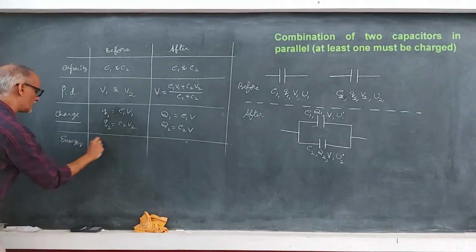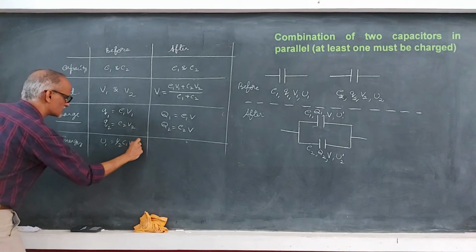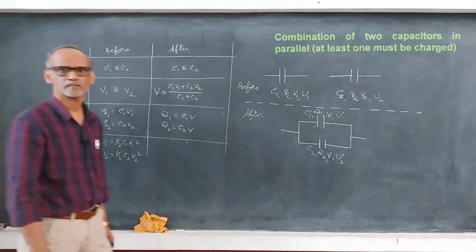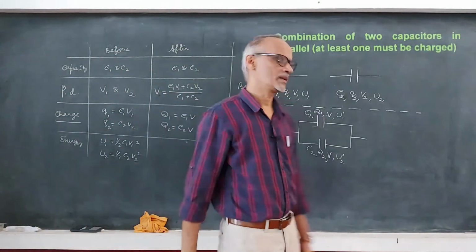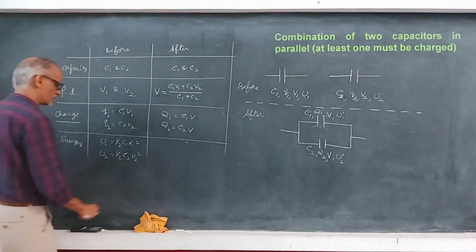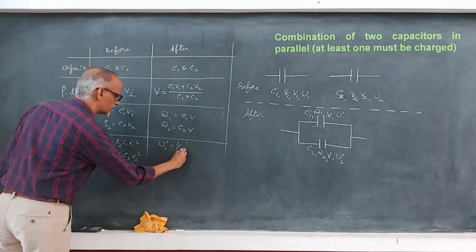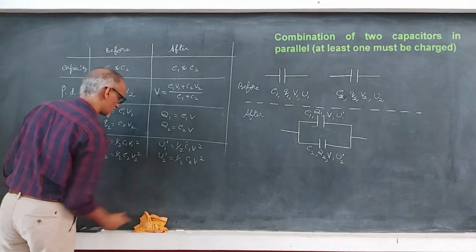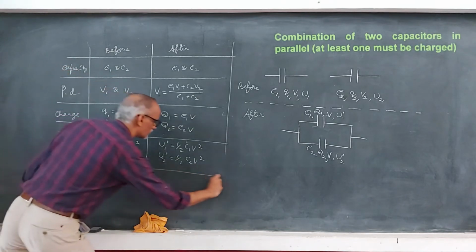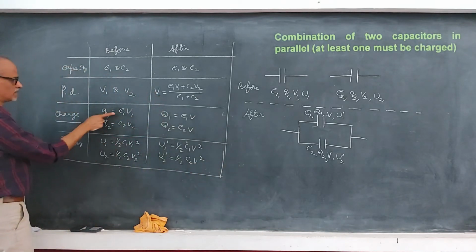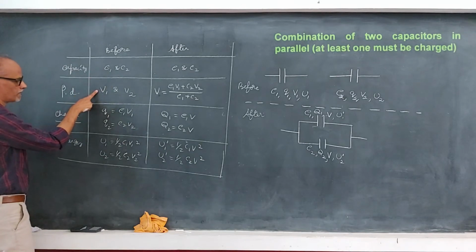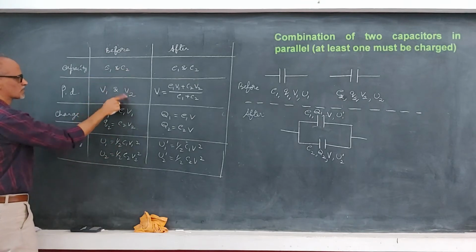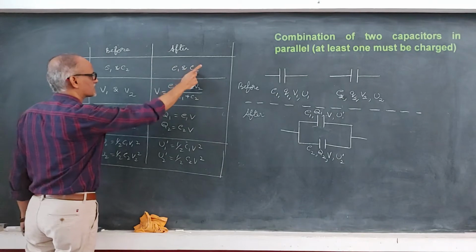How about the energy stored? Energy. U1 is equal to half C1V1 square. U2 is equal to half C2V2 square. How about U1 dash here? Half C1V square. U2 dash is equal to half C2V square. Before, half C1V1 square, half C2V2 square. Here, half C1V square, half C2V square. Clear?